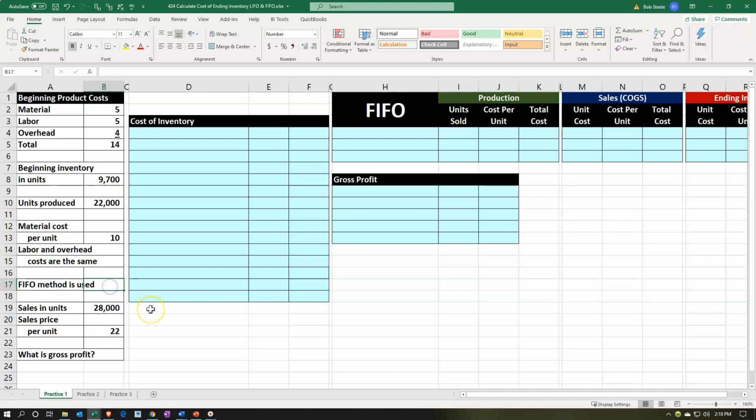We're going to be using the first in, first out method. Then we have the sales in units. We're going to be selling 28,000 units. The sales price is going to be $22.